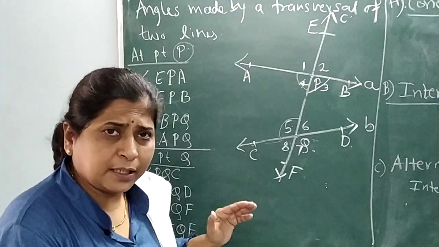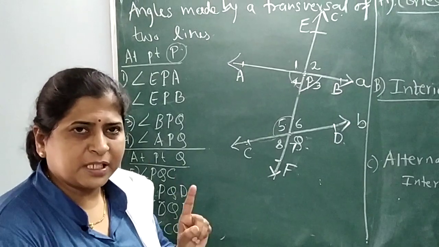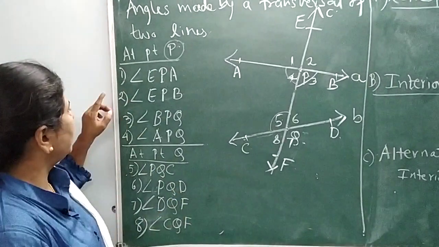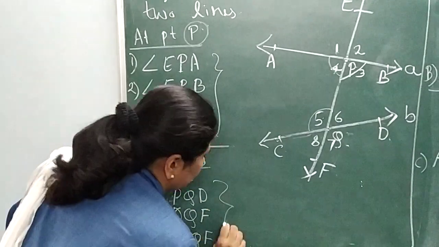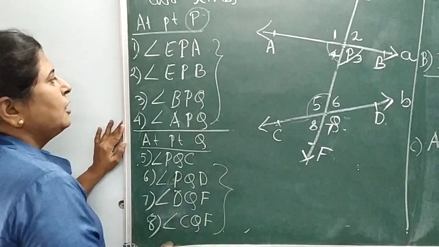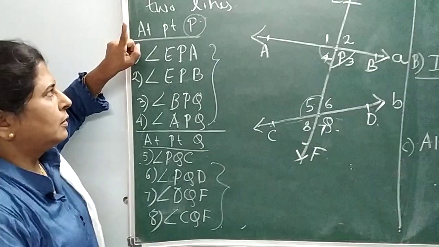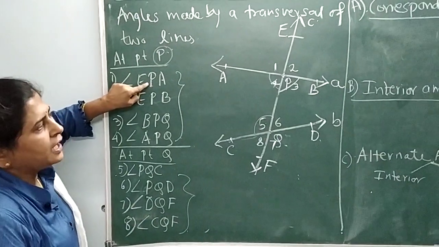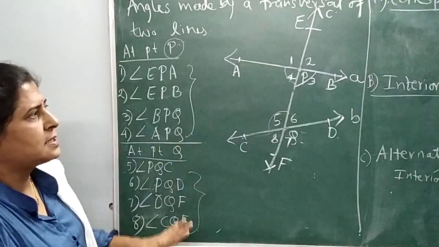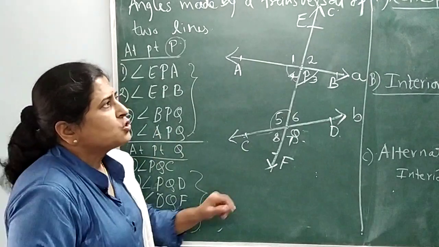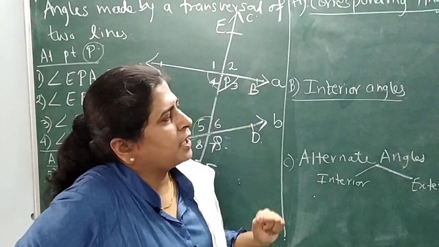Now when we select these pairs, one thing is very important: if you select any one angle from this group, then the other angle should be from the other group. The vertex of one angle should be P and the other angle should be at Q. It should not be at the same vertex. Okay. So let's see the corresponding angles.